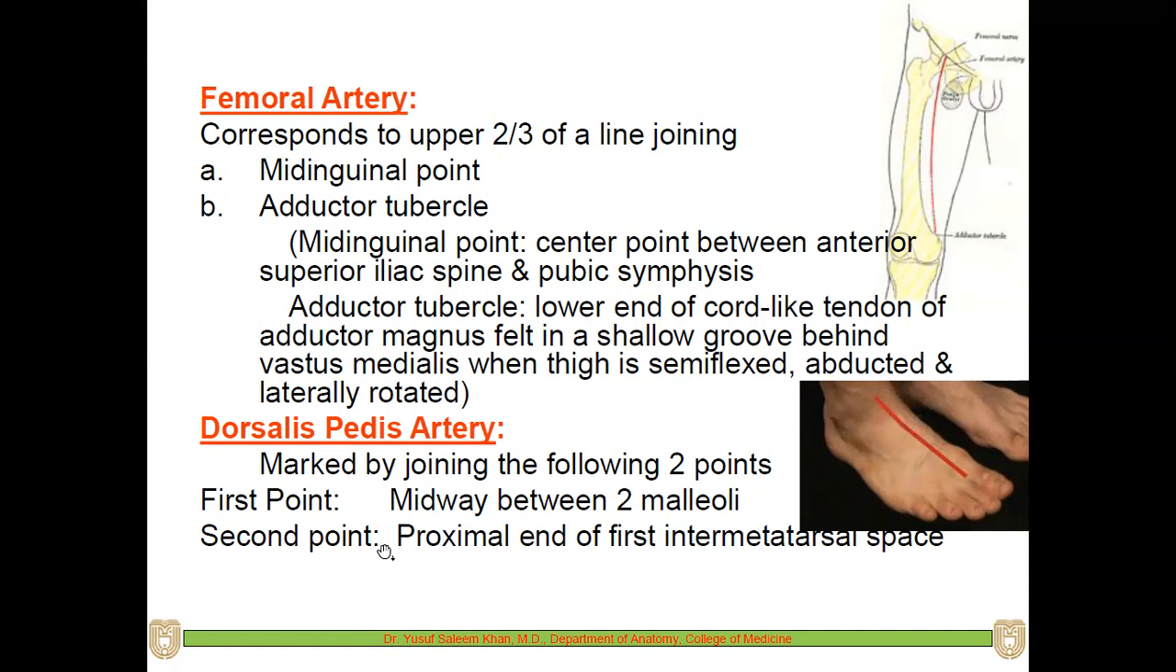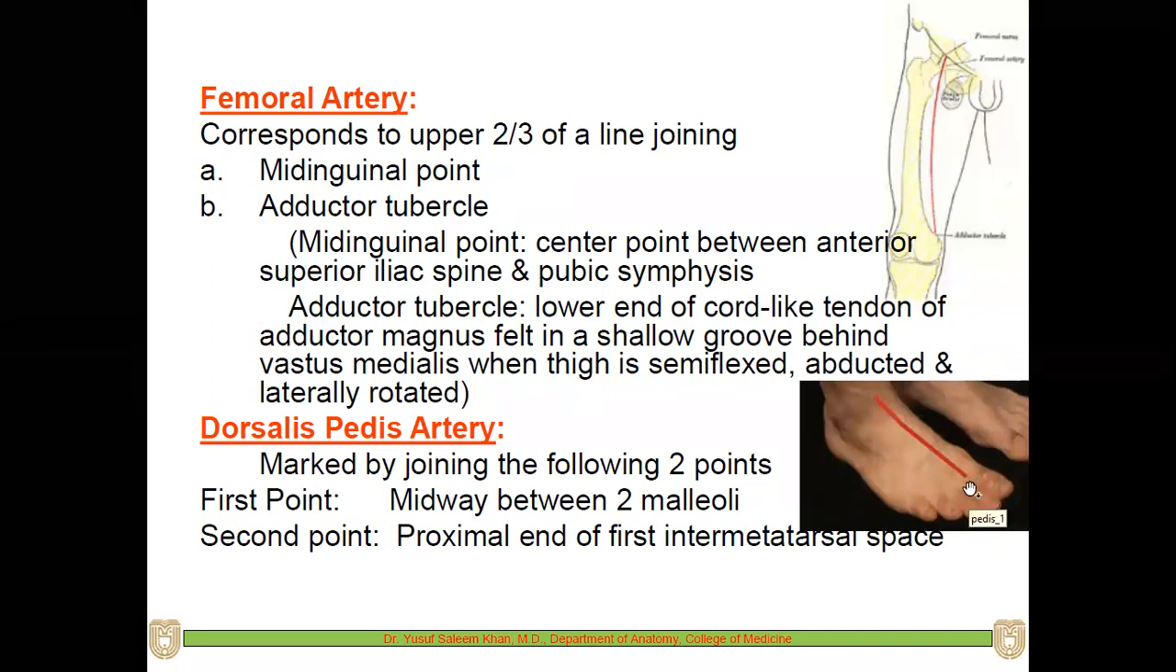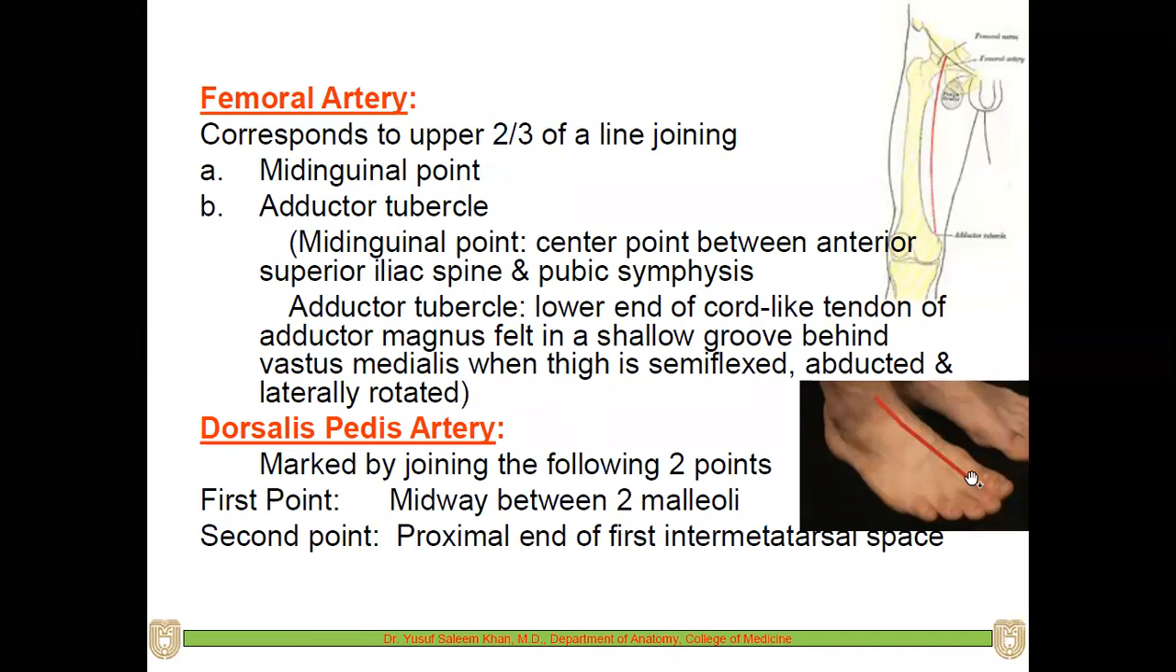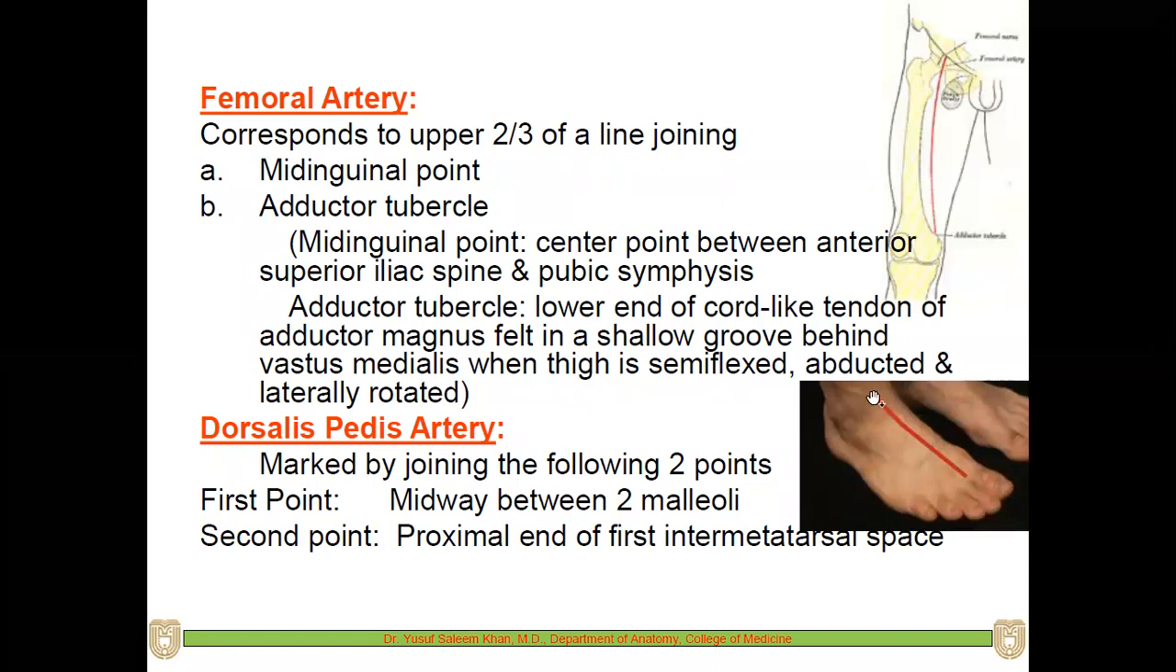The second point will be the proximal end of the first intermetatarsal space. So the first intermetatarsal space between the great toe and the second toe. Between the two, that space is called the first intermetatarsal space. So if you point, this is the 1 point. The first point is the center of the two malleoli, and the second point is at the first intermetatarsal space between the great toe and the second toe.